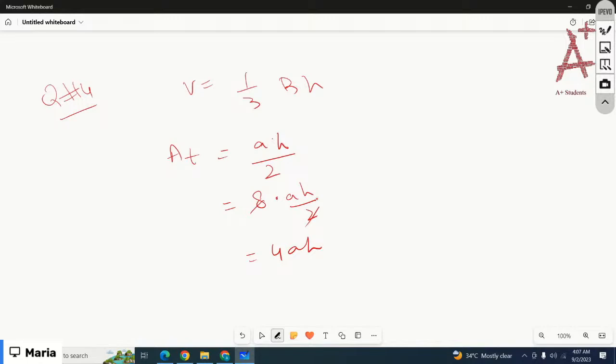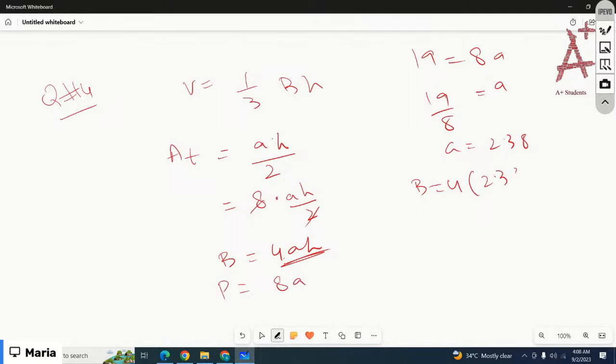So let's consider the base has 8 sides, right? So its perimeter is P equals 8a. Let's calculate the value. The perimeter you are given is 19, so 19 equals 8a. So a equals 19 over 8, that would be 2.38. You can calculate B from here. That is B equals 4 times a, which is 2.38, times h, which is given in the question, 4.2. So that is 40 centimeter square.